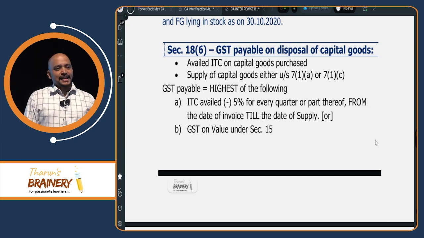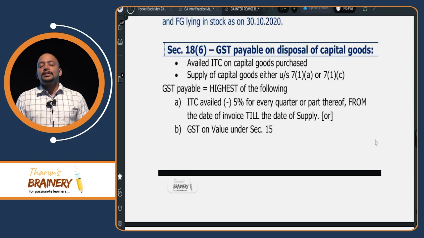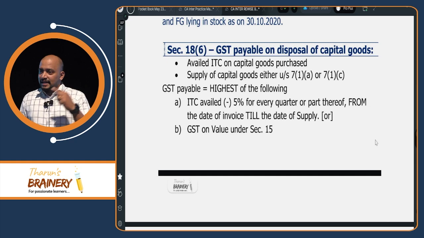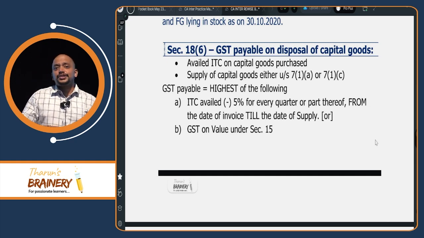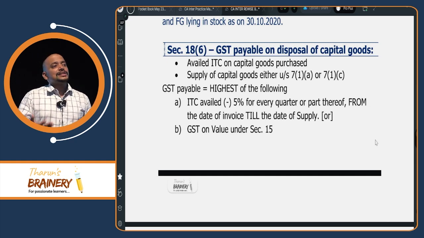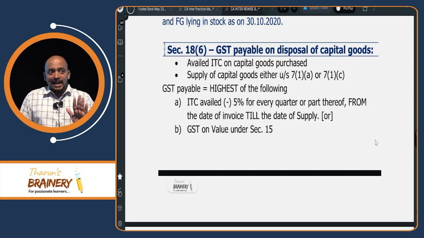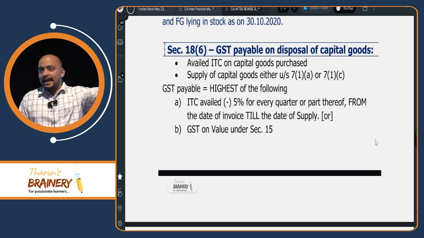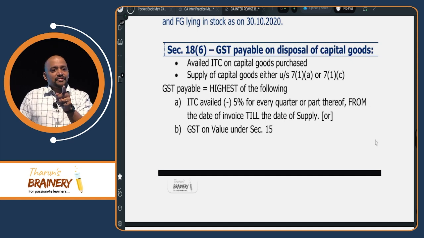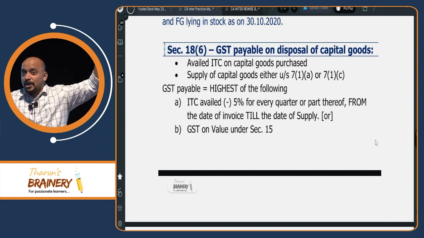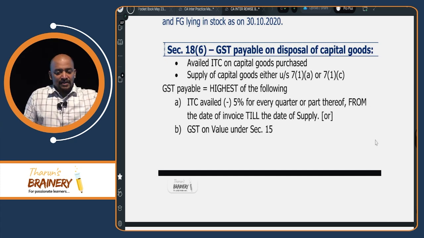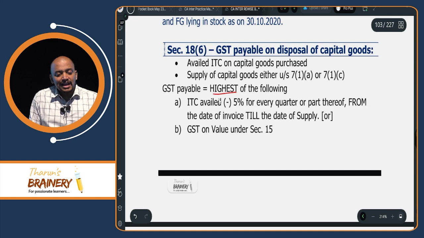Capitalized in my books is known as capital goods. So I purchase some capital goods. On that capital goods I paid GST and I have availed it as ITC. Now that capital goods is disposed of. When the capital goods is disposed of, I have to pay GST, whichever is higher, A or B. A is ITC availed minus 5% for every quarter or part thereof from the date of purchase till the date of sale, or B, GST on sale value, whichever is higher.